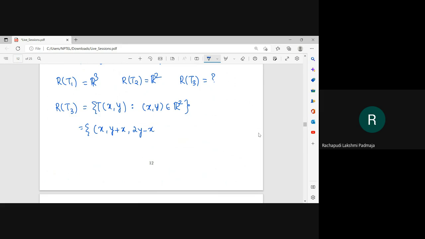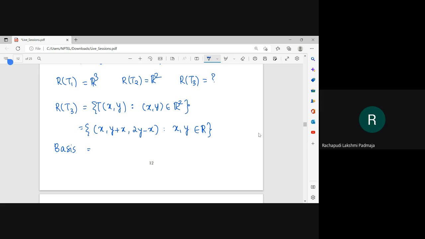2y minus x) such that (x,y) belongs to R2, which means I can write x, y belong to R. Instead of the ordered pair, I am writing it as numbers. Agree? Yes, ma'am. Can you give me a basis for this subspace?